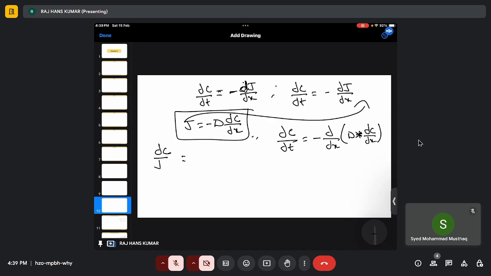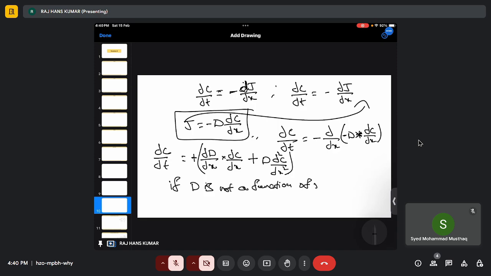differentiating by parts, ∂C by ∂t will be equals to, first I'll derive for D, then ∂D upon ∂x times ∂C upon ∂x plus, we have minus, right? So minus into minus will be plus, D ∂²C upon ∂x². Now, if D is not a function of x, then this term will turn out to be zero, right? Then ∂C by ∂t will be equals to D ∂²C by ∂x². This is our Fick's second law.